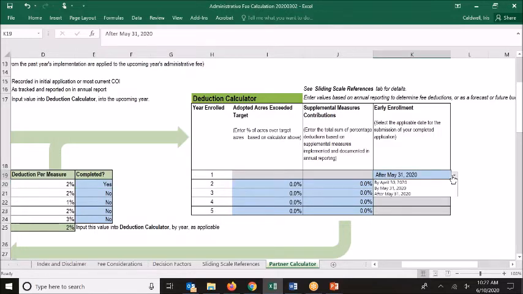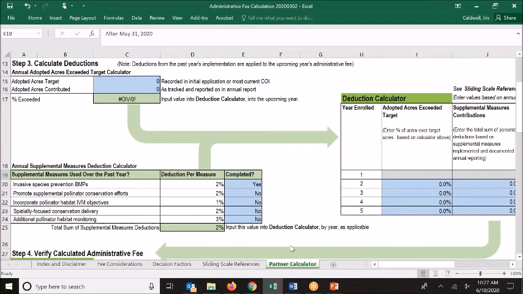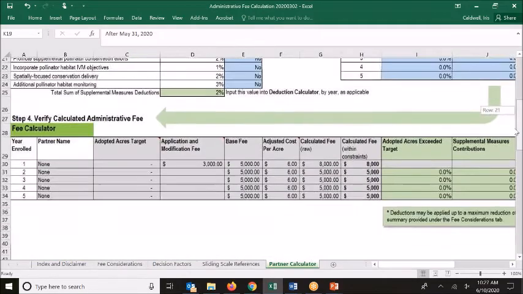And then for some organizations who applied to the CCAA as part of our early enrollment incentive period, we had available discounts if you had submitted your application by the end of April or by the end of May. But from here on out, you can just select after May 31st, 2020, and there isn't a discount that's applied for early enrollment.